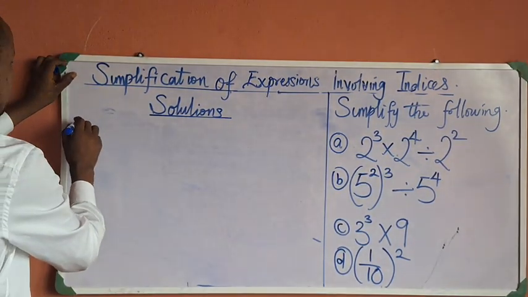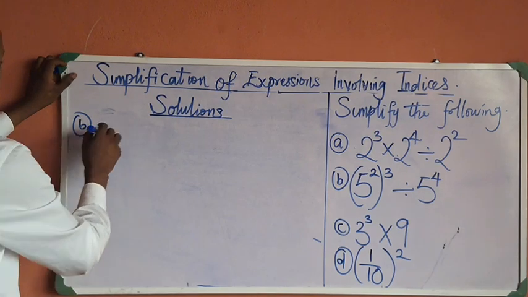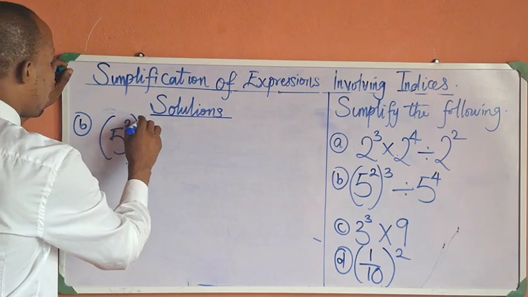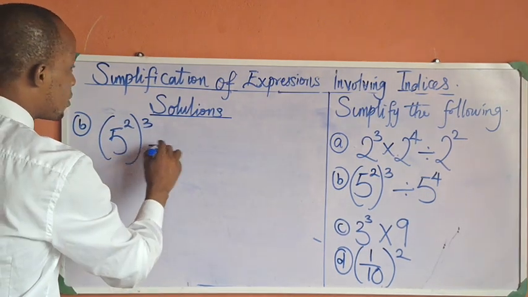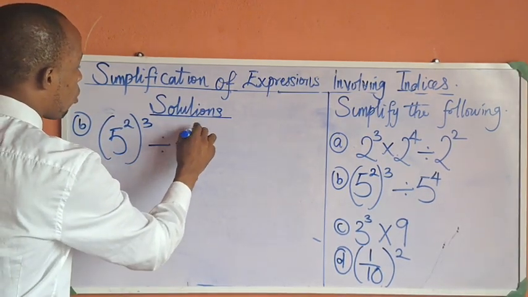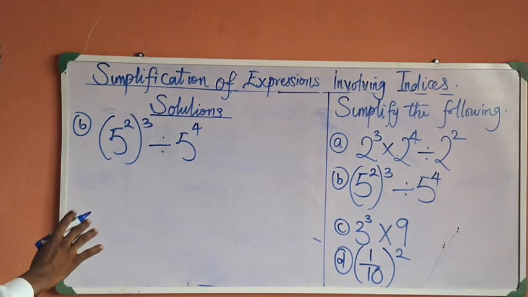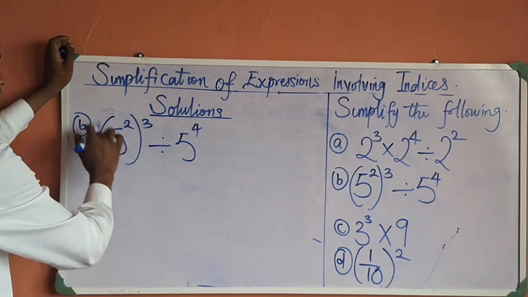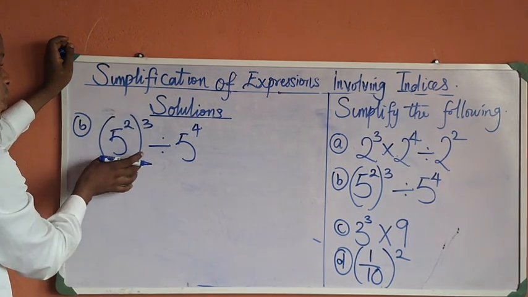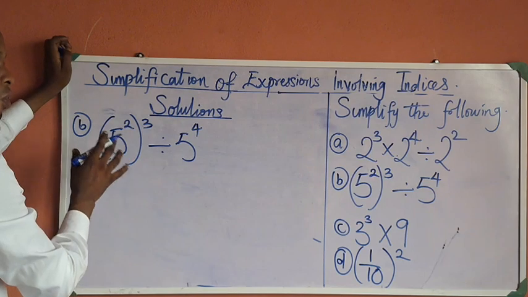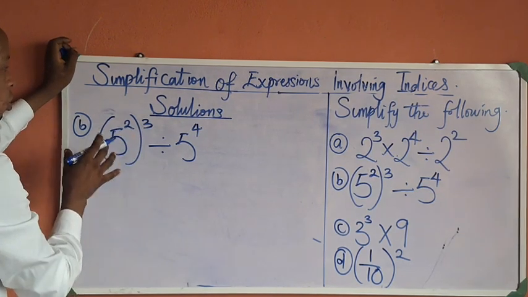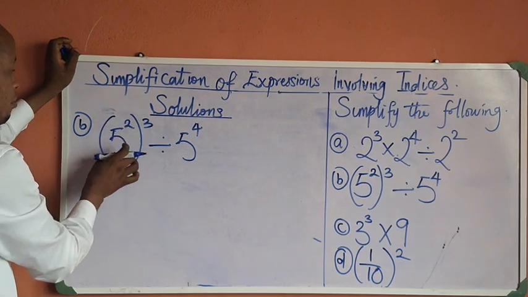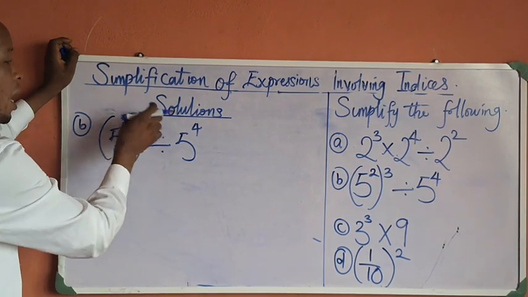Question 2, that is B. The B question says that I have in bracket 5 raised to power 2, and outside the bracket I have power of 3 divided by 5 having the power of 4. What am I expected to do in this situation? I will first deal with the part that has the bracket. And if you look at it very well, this requires us to apply the law of power. This is power of power. You have a number with a power, then having another power outside the bracket.